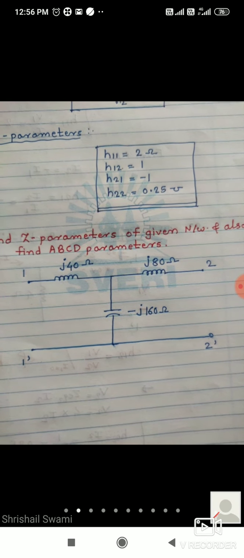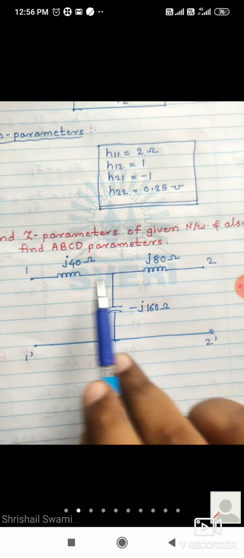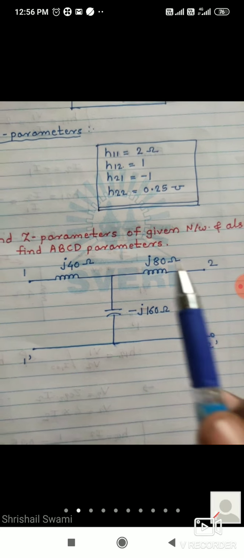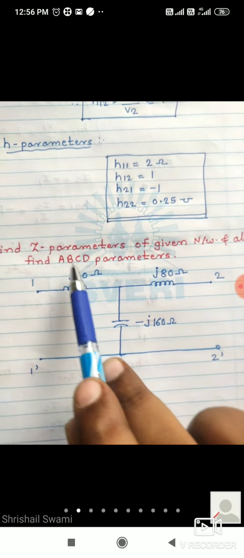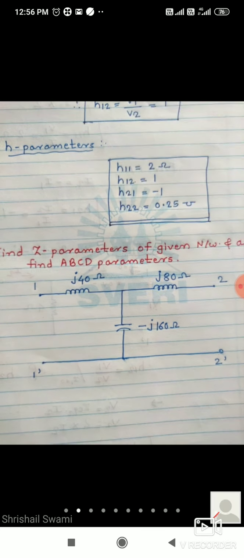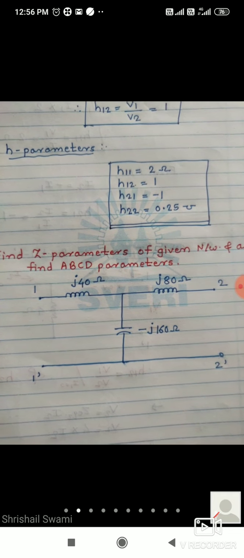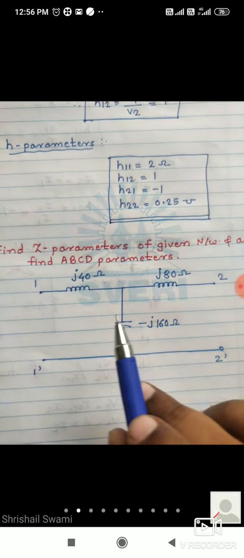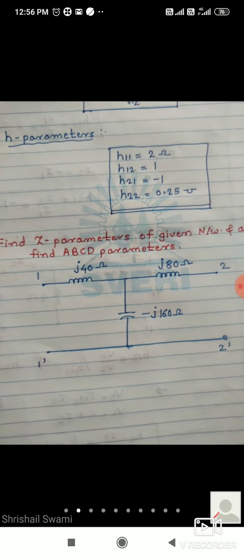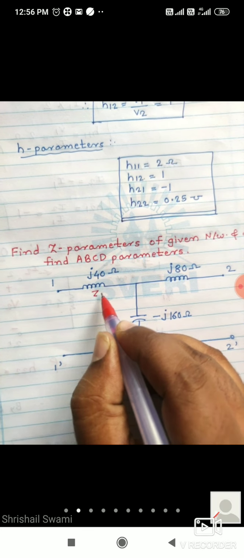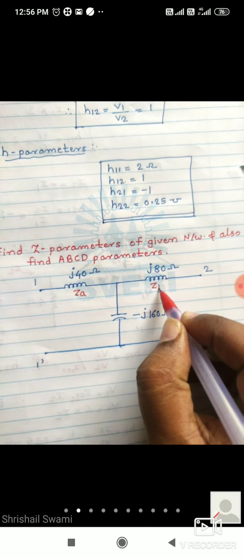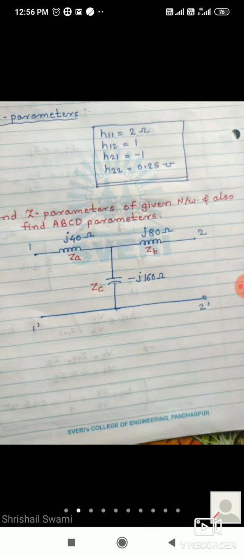Anyone? T network. Okay, very good. So T network is there and already impedances are given. So from T network we can find out both Z as well as ABCD. Because to represent T network, two parameters are used, Z as well as ABCD. So this is acting as what? ZA. This is ZA. This will be ZB and this will be ZC.